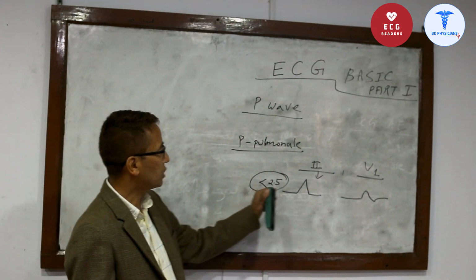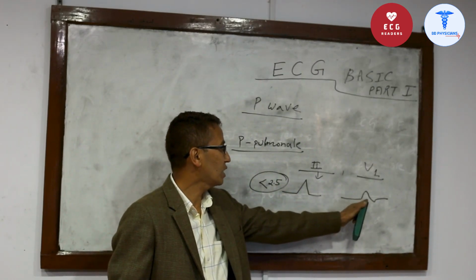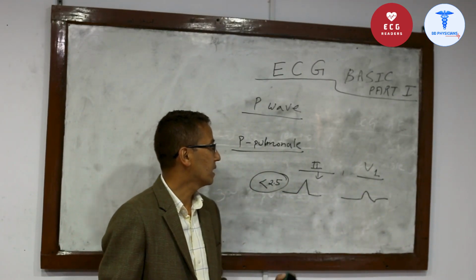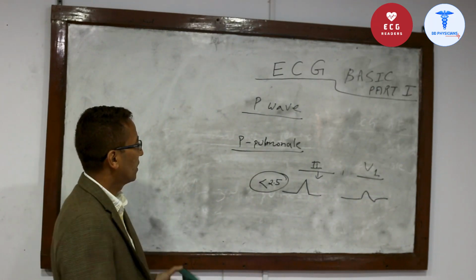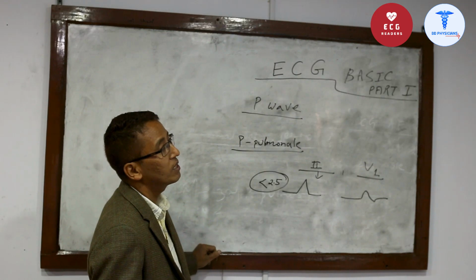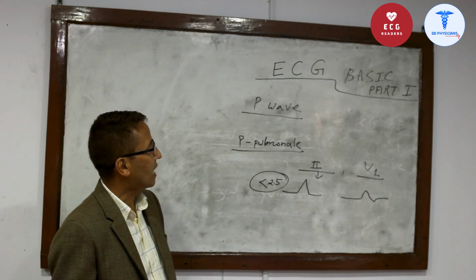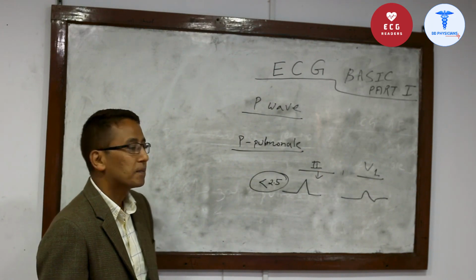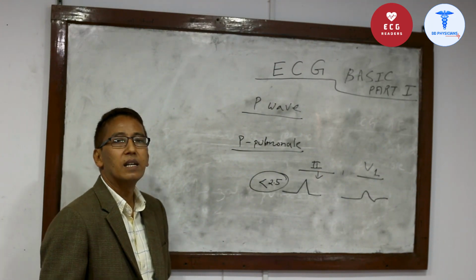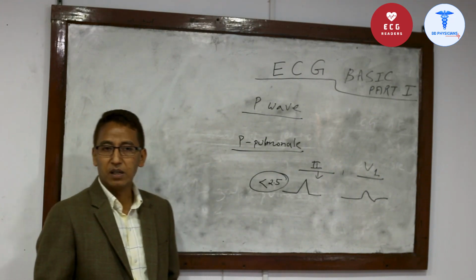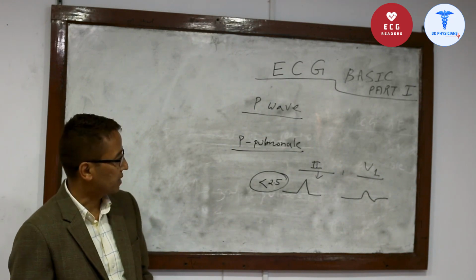So we looked at lead 2 and lead 1. In lead 2 it will be peaked, and in lead 1 the initial component of the P wave is larger than the terminal negative component. This is P pulmonale. P pulmonale occurs in many conditions which cause right atrial enlargement, like pulmonary hypertension, tricuspid valvular disease, and other conditions that may cause pulmonary hypertension.